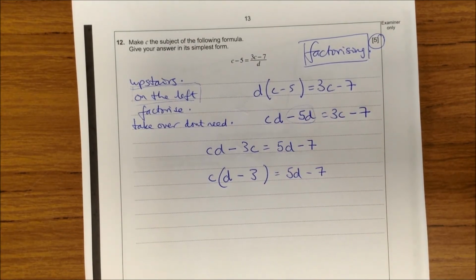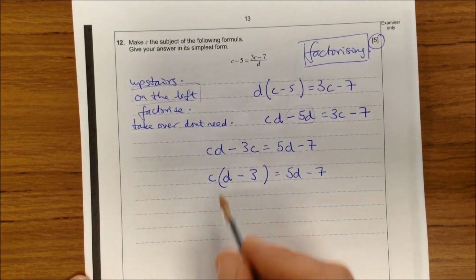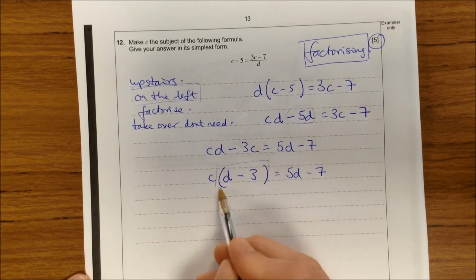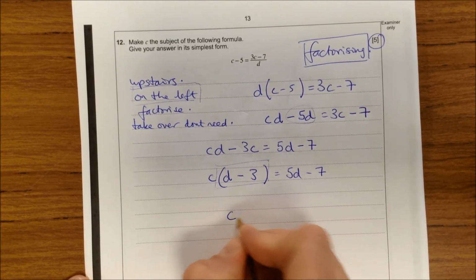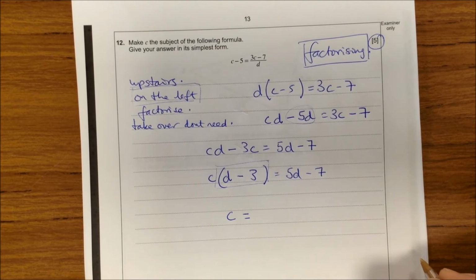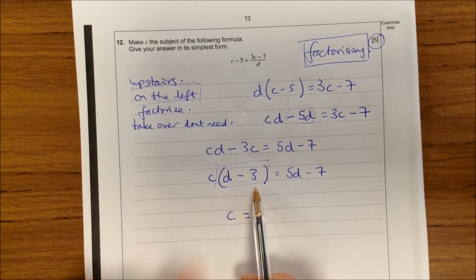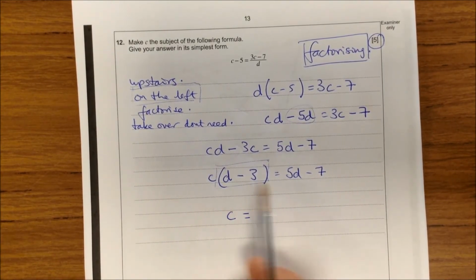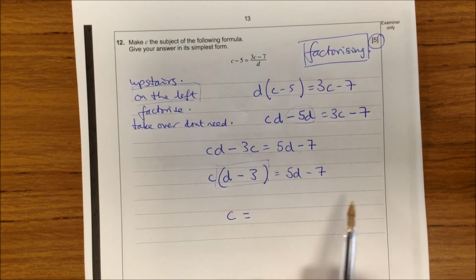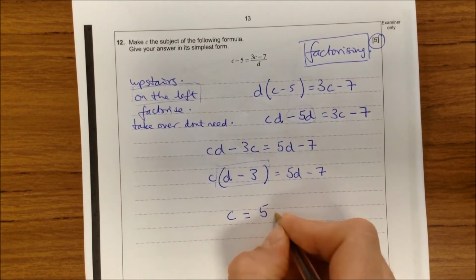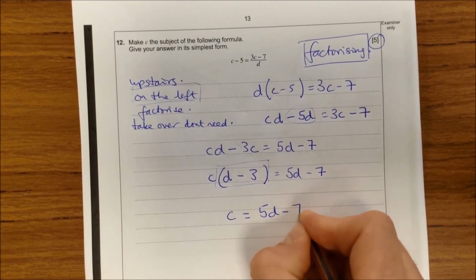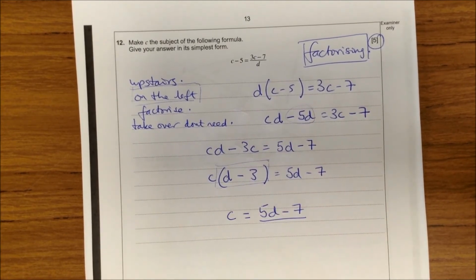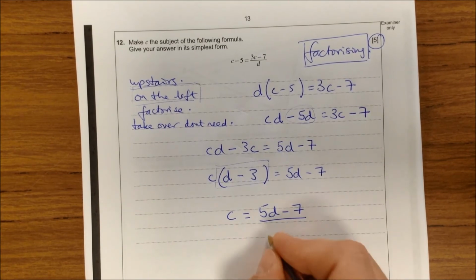And then the final bit is to take over what you don't need. And what I don't need is this. I just want C equals and then the answer. Now all of this bracket here is being multiplied by C. So when I take it over, it all becomes a divide. It goes back downstairs. So the final answer is C equals 5D minus 7 all over this bracket. You can keep it in brackets or you can remove the brackets.